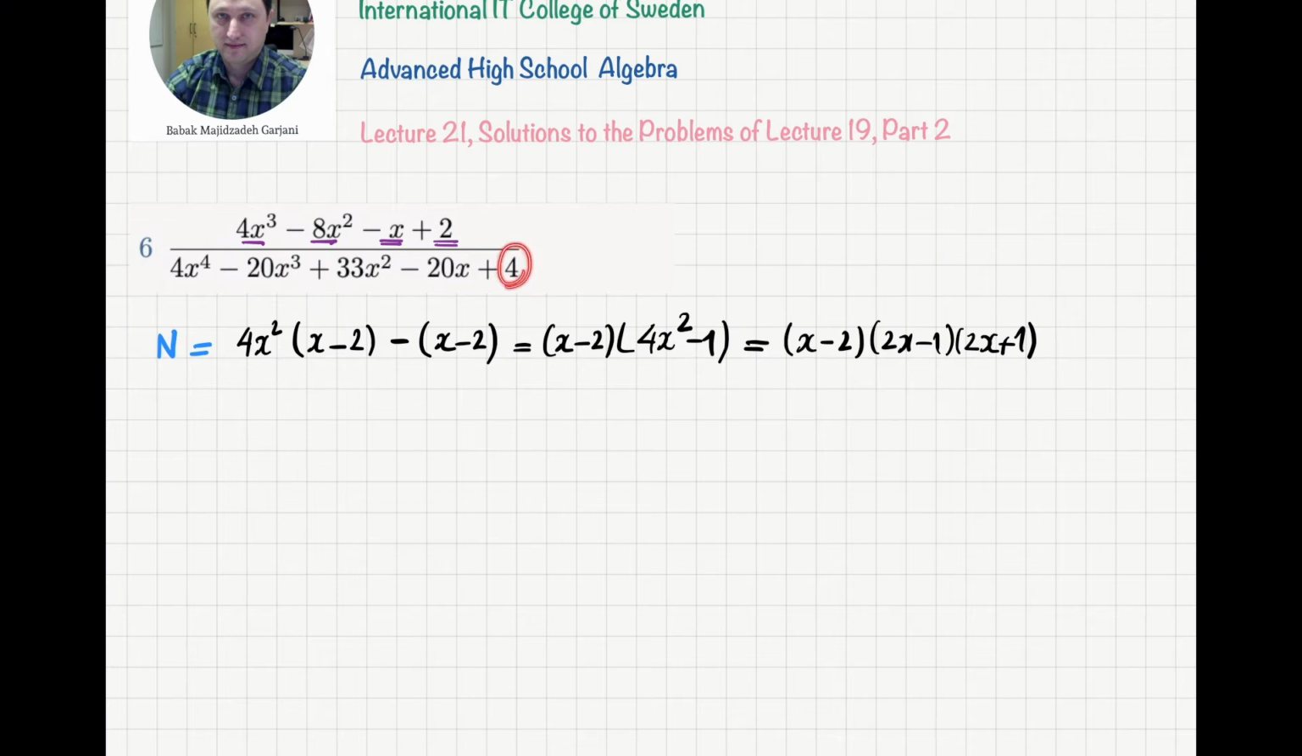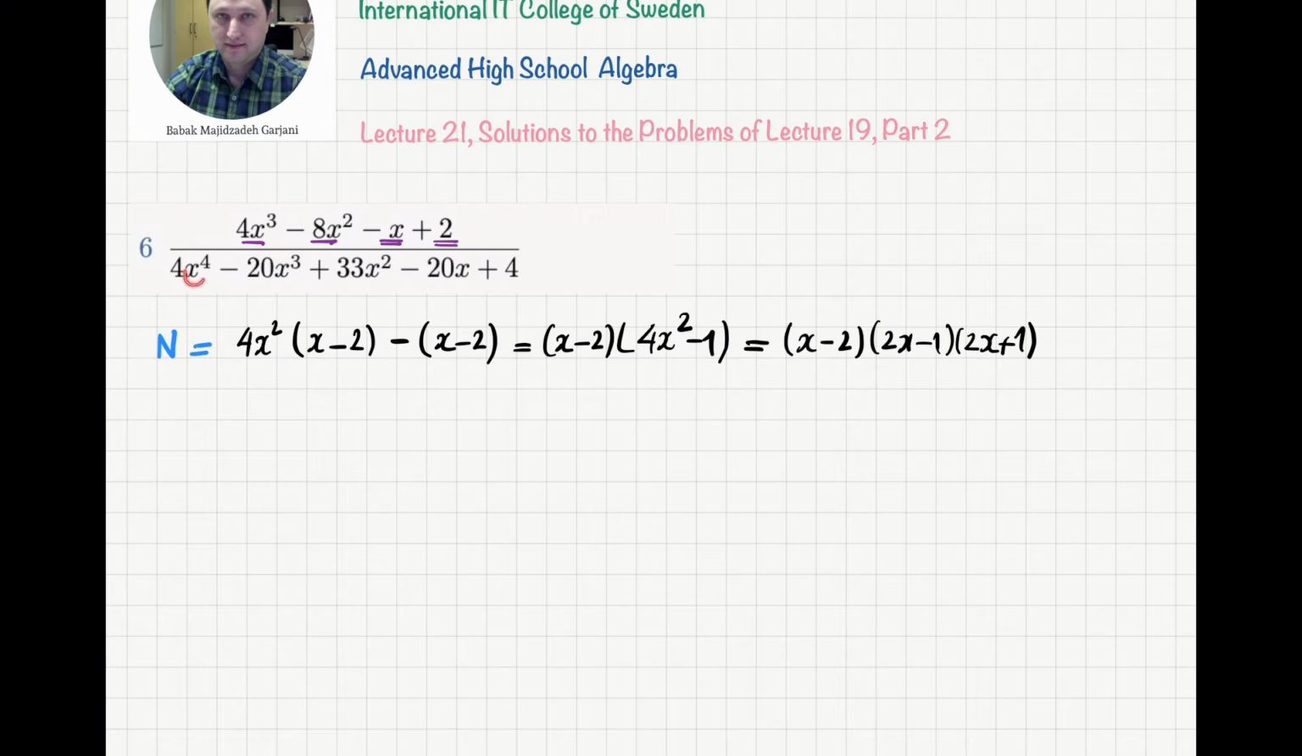So I have factors here, plus or minus 1, plus or minus 2, plus or minus 4. I will not consider the negative ones because negative ones will not work. So I need to check 1, 2, and 4. It's very easy to see that 1 doesn't work either, but if you check 2, it will work.